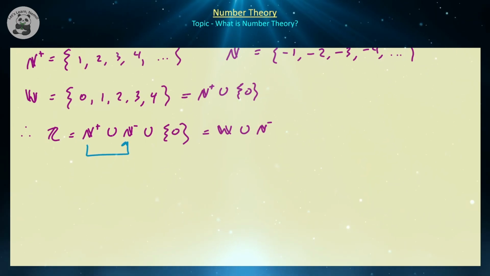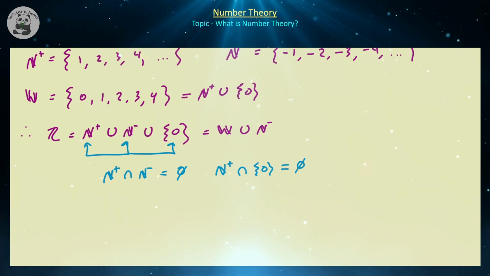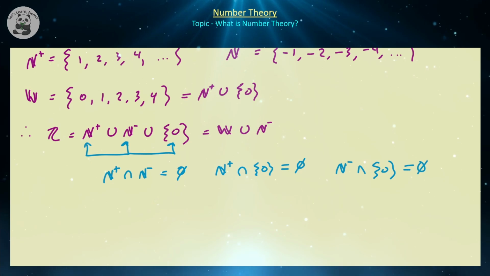Notice that the positive natural numbers, the negative natural numbers, and the number 0 do not have any overlap. In particular, N plus intersection N minus is the empty set. N plus intersection 0 is the empty set, which is why I define it as the positive natural numbers. Some people will just define the set of natural numbers and then argue whether 0 is in that set or not, but I think this is a little bit nicer. And also the negative natural numbers intersection with the set 0 is going to be empty as well, right? And they unionize to be equal to Z.